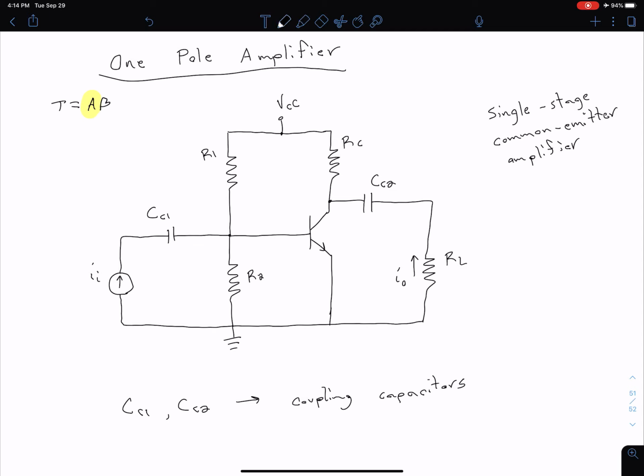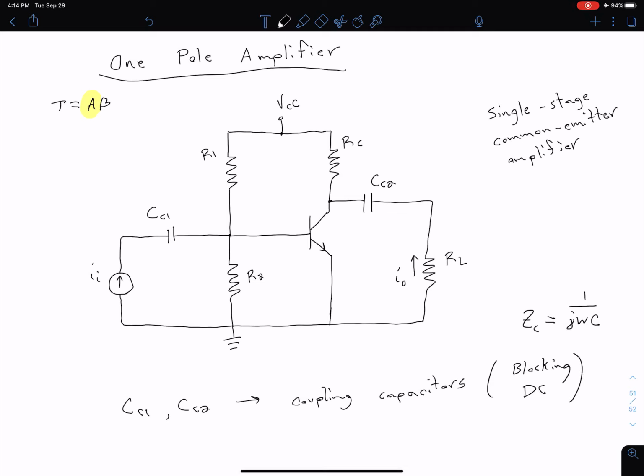So for this first video, we're going to be looking at a one-pole amplifier. And so what I have drawn here is a single stage common emitter amplifier. You'll notice we have these two coupling capacitors, CC1 and CC2. And as you recall, the impedance for a capacitor is given by 1 divided by j omega C. And so what that means is that when omega is 0, our impedance is infinite. So these two capacitors are going to be blocking our DC.